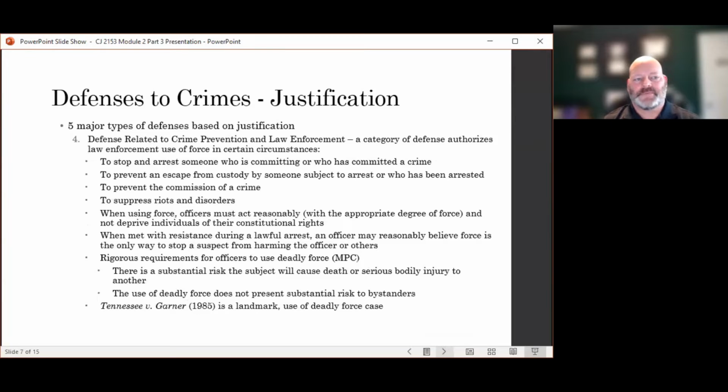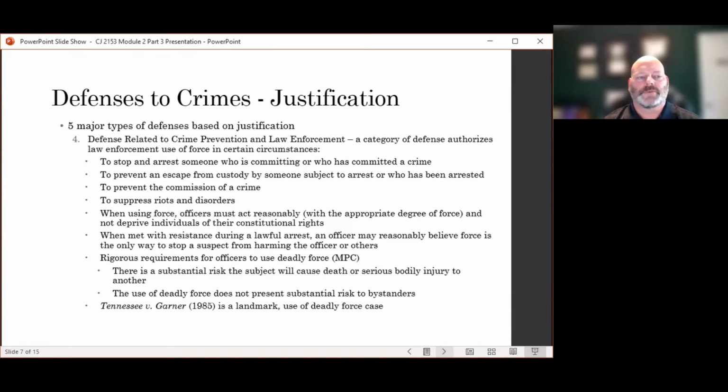The fourth type of defense is the defense related to crime prevention and law enforcement. This category of defense authorizes law enforcement to use force in certain circumstances, which include to stop and arrest someone who is committing or who has committed a crime, to prevent an escape from custody by someone subject to arrest or who has been arrested, to prevent the commission of a crime, to suppress riots and disorders.